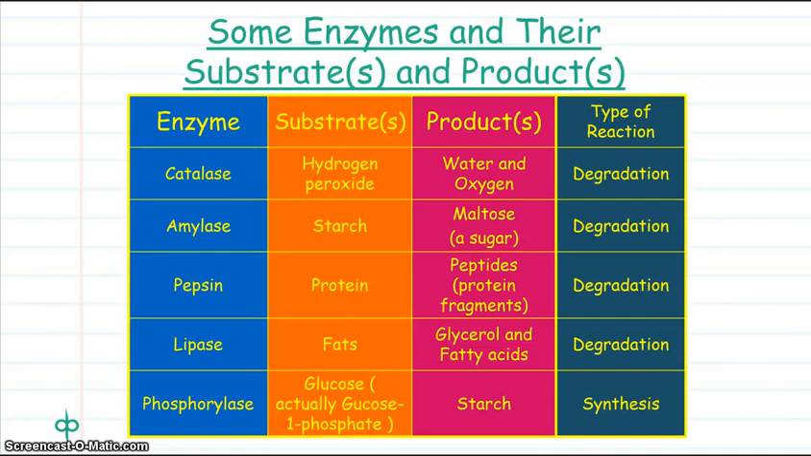And these are some examples of enzyme reactions. Many of the enzyme reactions that we learn about are degradation reactions. The one in particular that is a synthesis reaction is the action of phosphorylase producing starch from glucose.